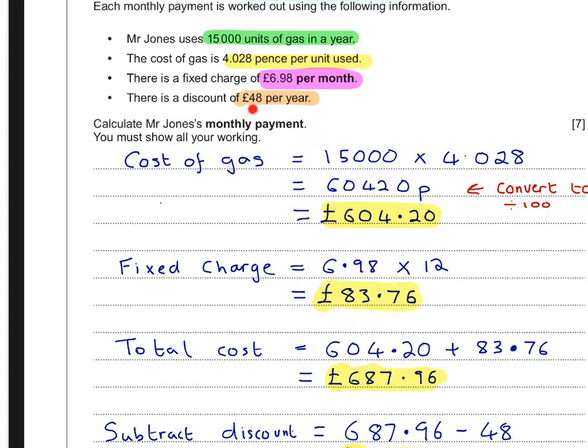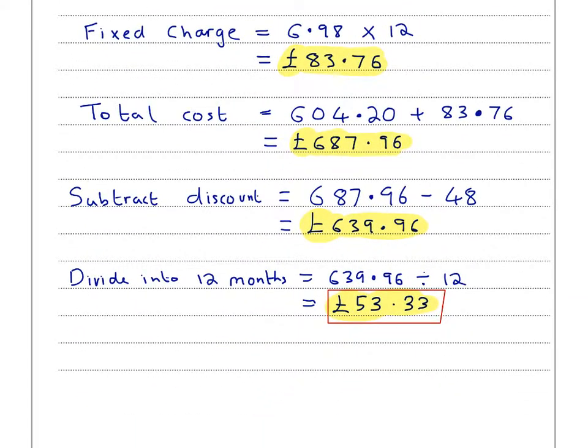It's in bold at the top. They want the monthly payment. So the monthly payment, you divide that by 12 months, we'll get £53.33.